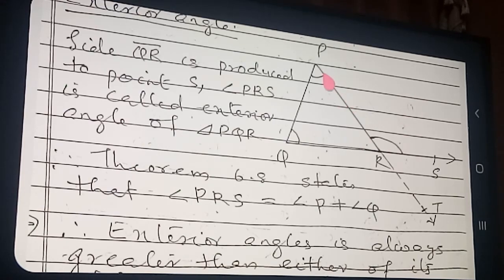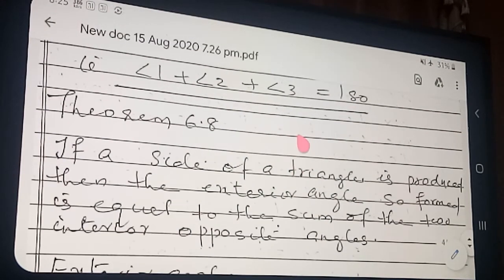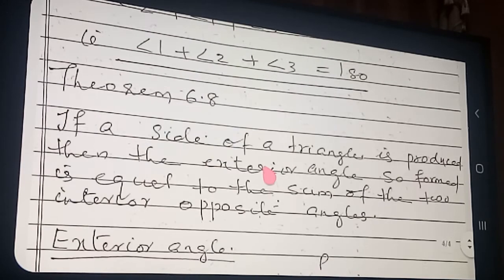Now we can come to the theorem. Theorem 6.8. See. If a side of a triangle is produced, then the exterior angle so formed is equal to the sum of the two interior opposite angles. Very important theorem. Many places we are applying it. Once more, listen. If a side of a triangle is produced, then the exterior angle so formed is equal to the sum of the two interior opposite angles.